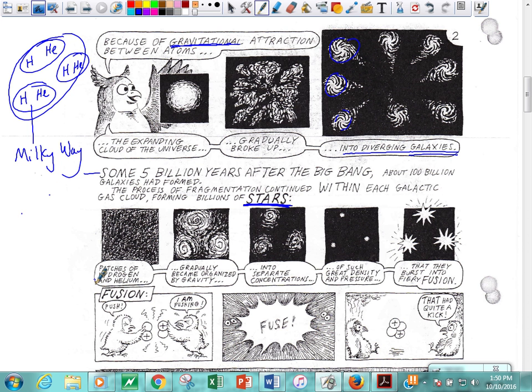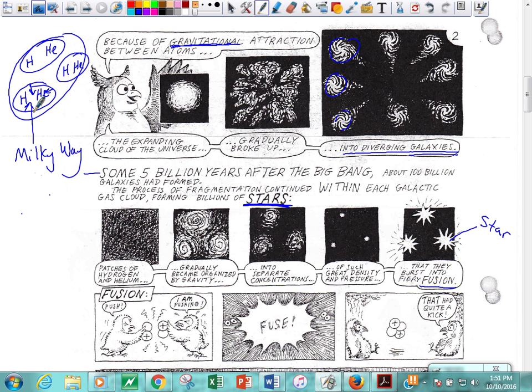Okay, it says patches of hydrogen and helium. That's what I tried to show you right here. There's a patch of hydrogen and helium here, and here, and here. It says it gradually became organized by gravity. So gravity's pulling them together really, really tightly into separate concentrations of such great density and pressure that they burst into fiery fusion. What formed right here? What is this? It's a star.